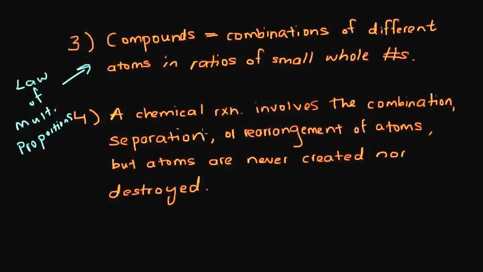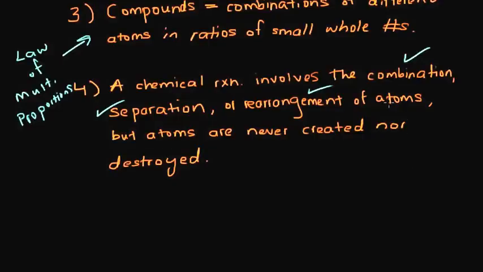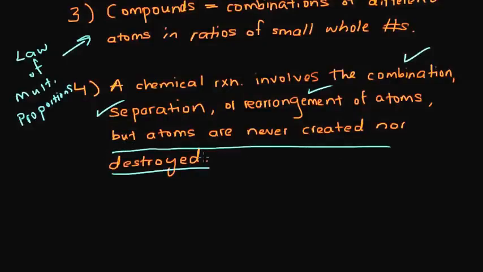And finally, number 4, a chemical reaction involves the combination, separation, or rearrangement of atoms, but atoms are never created nor destroyed. And maybe you haven't studied chemical reactions yet, maybe you have and you're just rewatching this video. I can tell you with certainty that all a chemical reaction is, is changing the configuration of atoms and moving them into different combinations. What we can't do in a chemical reaction, unless you're a nuclear physicist studying matter, antimatter, annihilation, is create or destroy atoms.